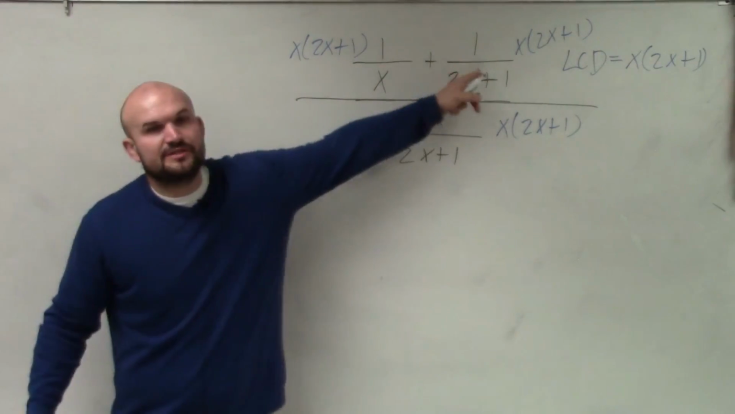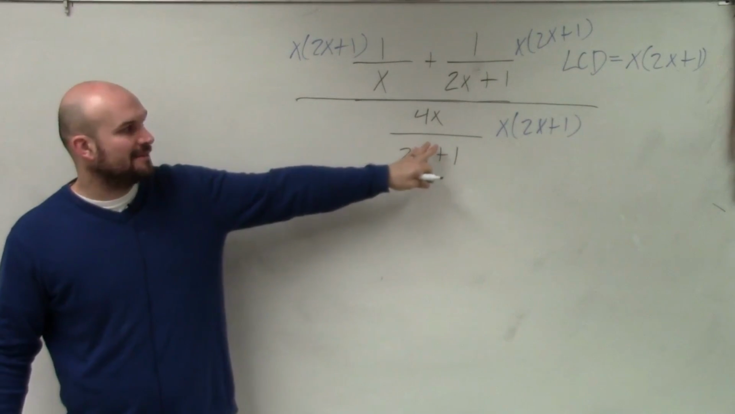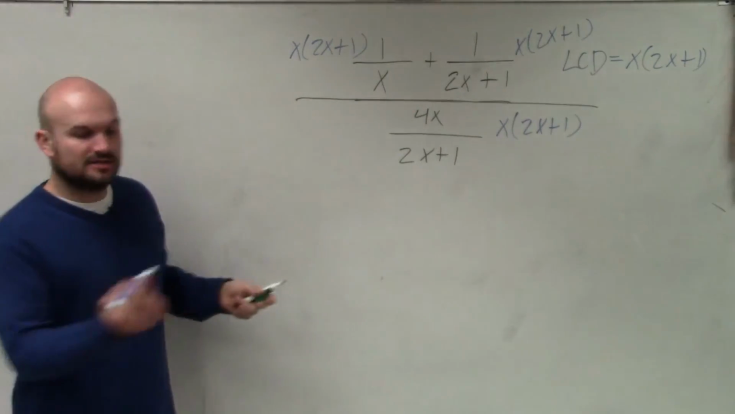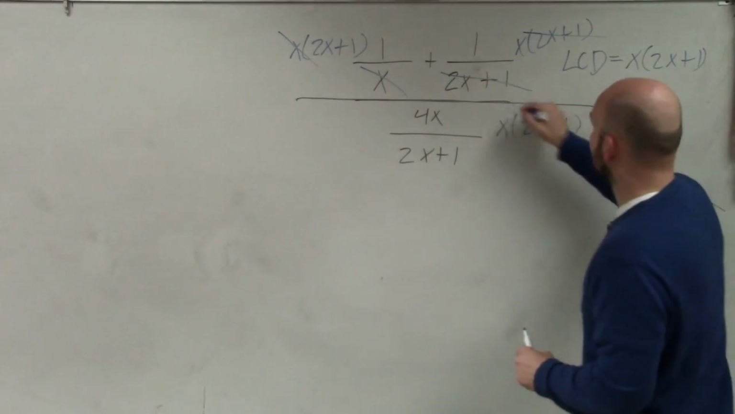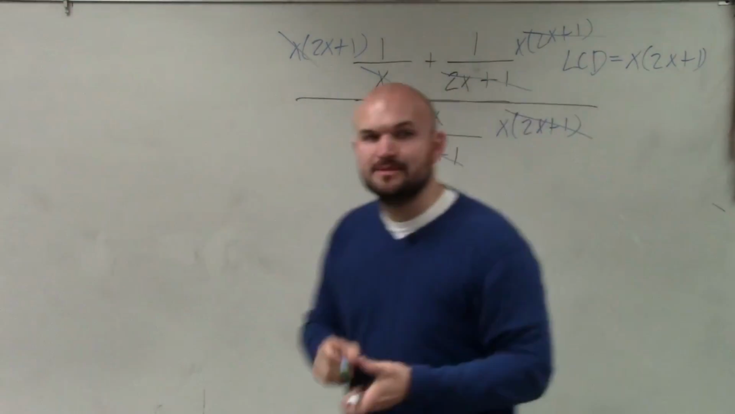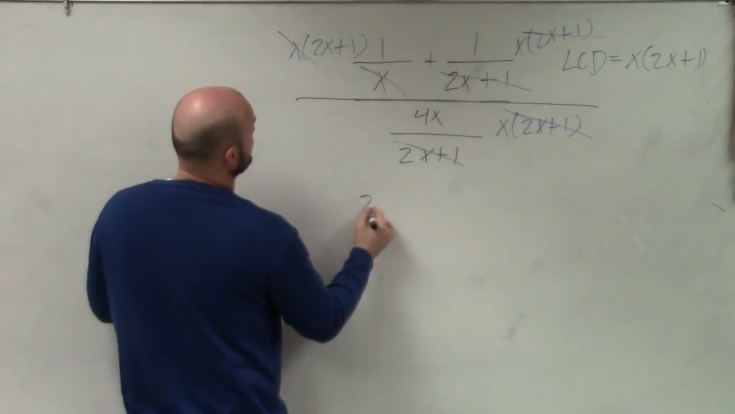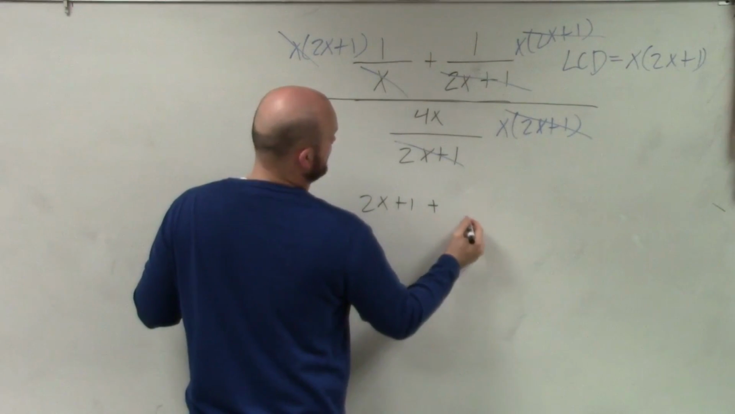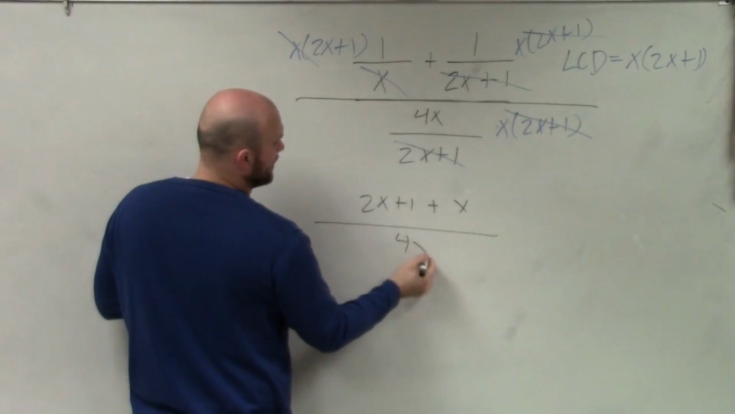So you see how I have 3 terms here? Remember, terms are separated by addition or subtraction. There's only 1 term in this denominator. There are 2 terms up here. Now, we apply your division property. The x's divide out. The 2x plus 1's divide out. The 2x plus 1's divide out. So now, by simplifying this, I have in my numerator 2x plus 1 plus x divided by x times 4x, which is 4x squared.